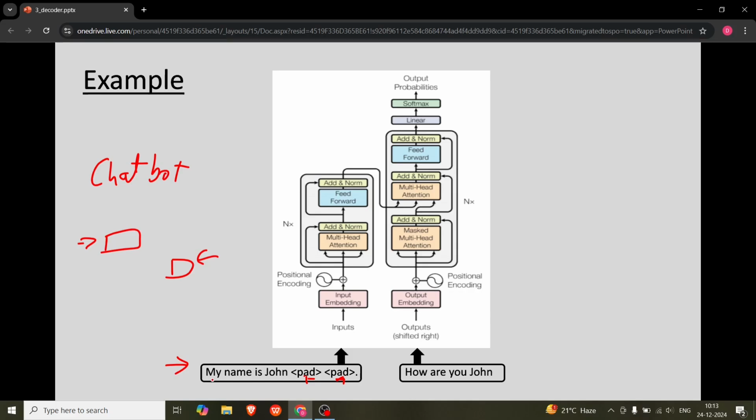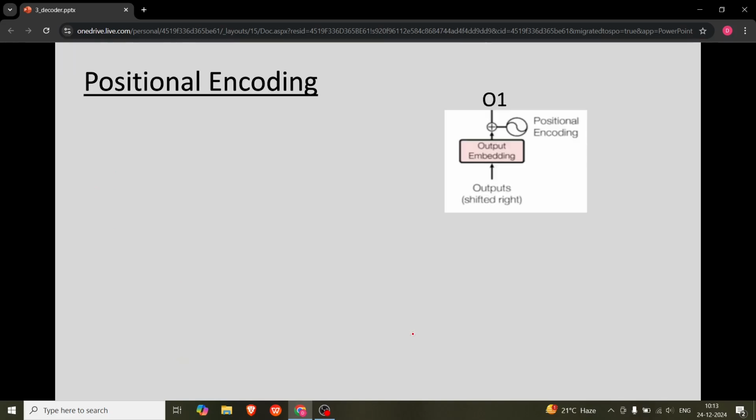First, what we are giving to the model is: my name is John. And then the model is supposed to say: how are you John, question mark. Correct, that is exactly what you want, right? You say to the chatbot, my name is John. What do you expect the chatbot to say? To say, how are you John? So this is how we are going to train. Let's see how this training will take place.